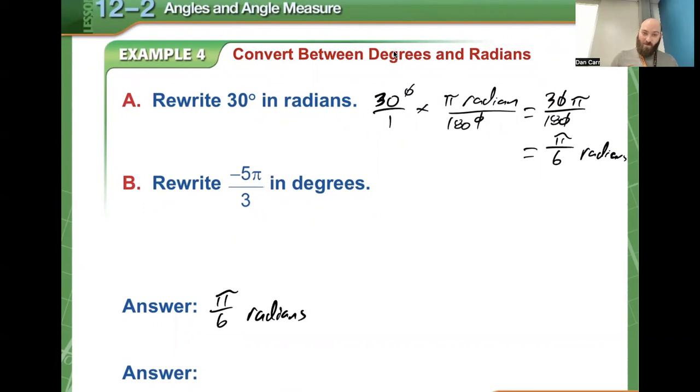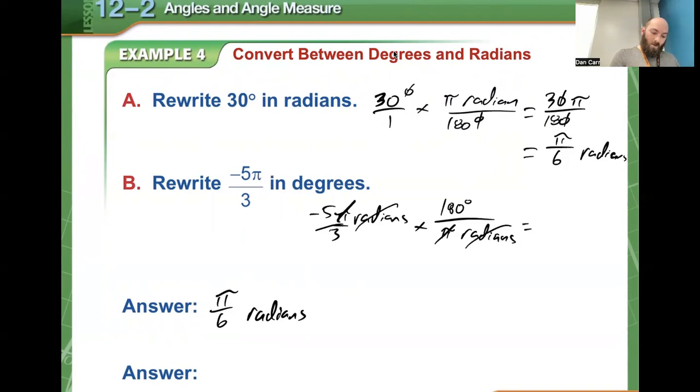Let's write negative 5 pi over 3 in degrees. So negative 5 pi over 3. We're starting with radians, so we're going to multiply this by 180 degrees over pi radians. One thing to mention, you notice how I've got pi here and pi here, they already cancel each other out. Technically, radians and radians cancel out. So what this turns into is basically negative 5 over 3 times 180 degrees. That's it. So negative 5 over 3 times 180, and I get negative 300 degrees.